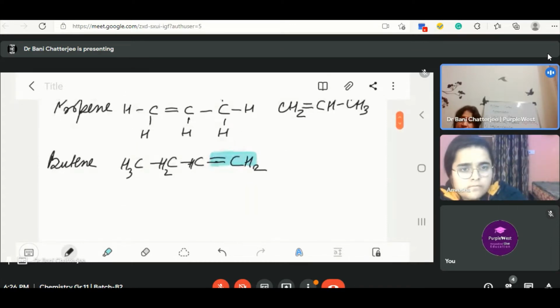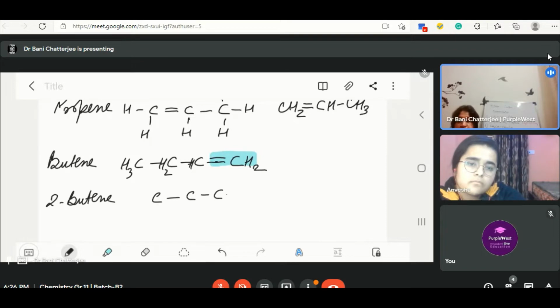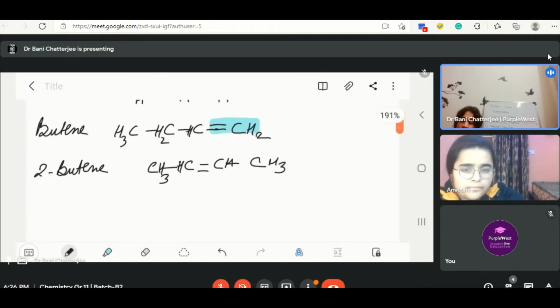Now let us talk about 2-butene. Again you will draw 4 carbons. At the second one we are going to draw a double bond, and in the rest of the places, wherever it is needed to satisfy the valency, we will write the hydrogen. Clear? Now you try to draw 2-pentene.